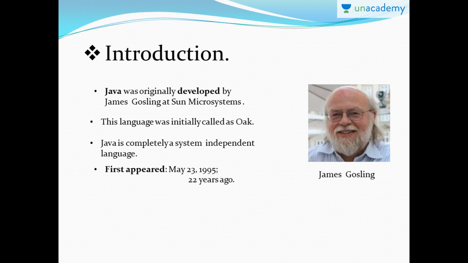As part of the introduction, Java was originally developed by James at Sun Microsystems. James and his team started a project in 1990 where they were supposed to develop a programming language which is system independent. When compared to C or C++, they both are system dependent. Therefore, they developed this programming language which is system independent. When I say system independent, it can be executed on any operating system, which is not the same case when compared to C or C++.